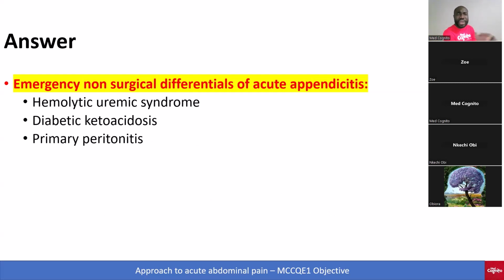Now, emergency non-surgical differentials. What are they? Number 1, hemolytic uremic syndrome. Number 2, diabetic ketoacidosis. Yeah, diabetic ketoacidosis can present with some very bad abdominal pain, you'd be surprised. And then primary peritonitis as well. These are emergency non-surgical differentials of acute appendicitis.